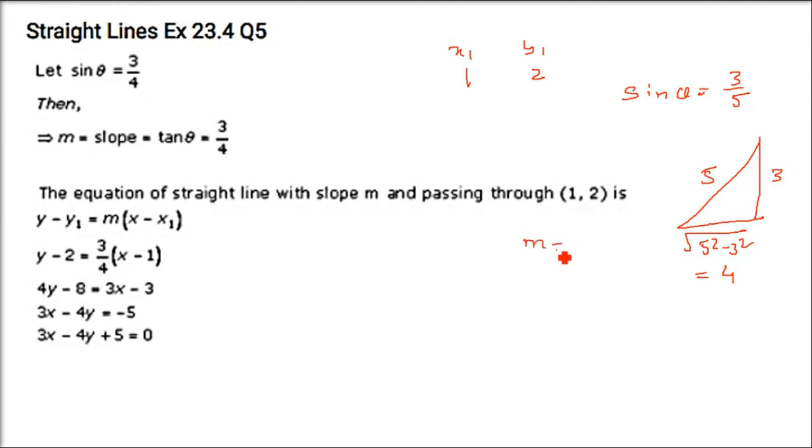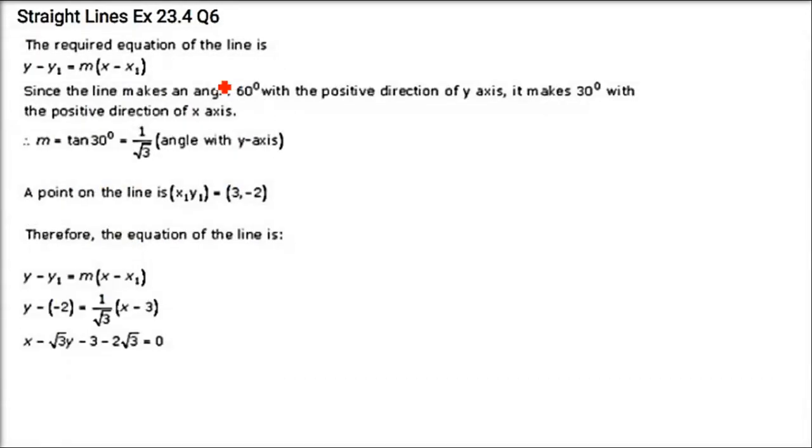So if you want to find m, you have to find out tan theta, and this is going to be 3/4. So tan theta is known, 3/4, and x1, y1 is also known. Just put in here. You'll get the required equation like this: 3x minus 4y plus 5 equals 0.